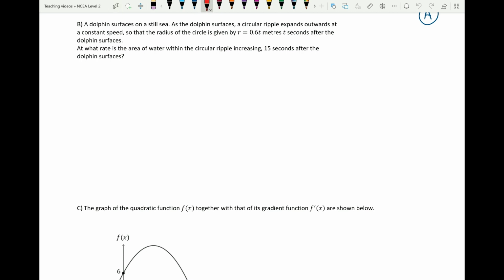The key here, this bit, at what rate? We've been told it's increasing, which is helpful, but the key thing is at what rate, and of course the time as well. So the dolphin will surface at time equals 0. That's a key thing. The important thing about rate is that rate means gradient, rate of change. Gradient, to find gradients, means differentiating.